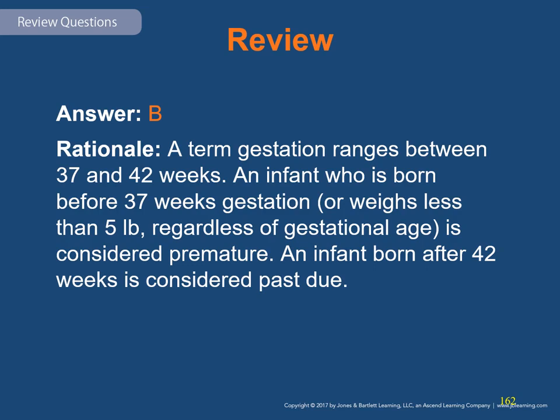A term gestational range is between 37 to 42 weeks. An infant who is born before 37 weeks gestation or weighs less than 5 pounds, regardless of gestational age, is considered premature. An infant born after 42 weeks is considered past due.